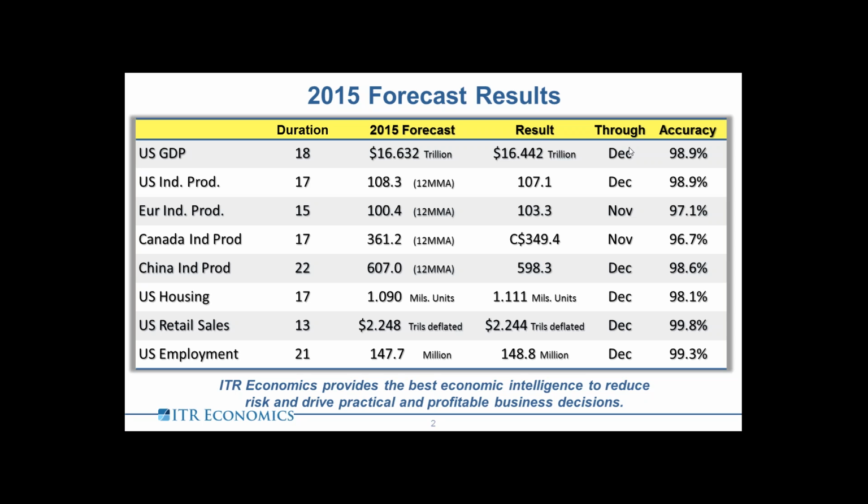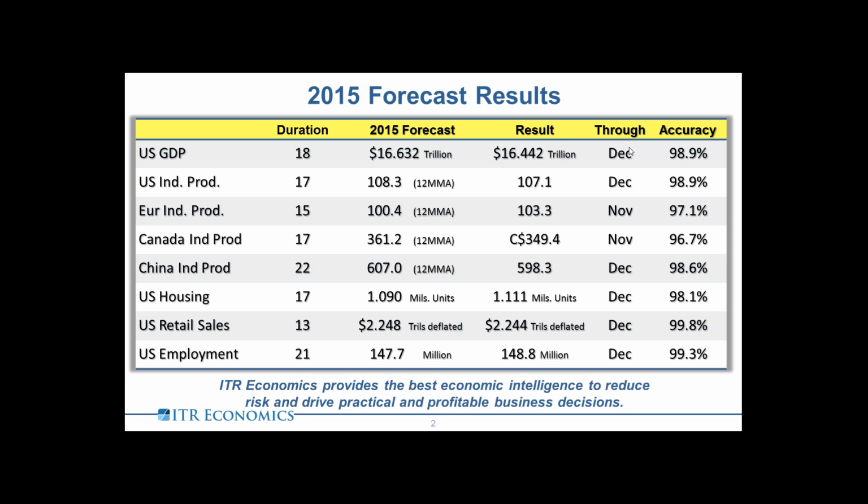Over the 30-year time frame that we've been tracking our own accuracy rates, we have a 94.7% accuracy for macroeconomic forecasts. In this particular chart, I wanted to share with you the forecast results for 2015. As you can see, across the board, we really outdid ourselves.